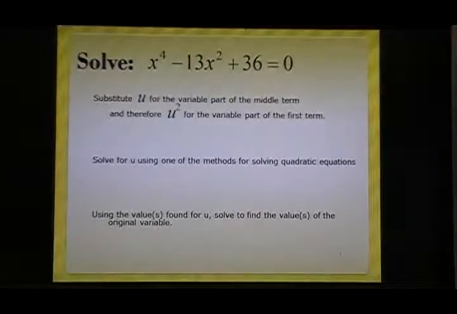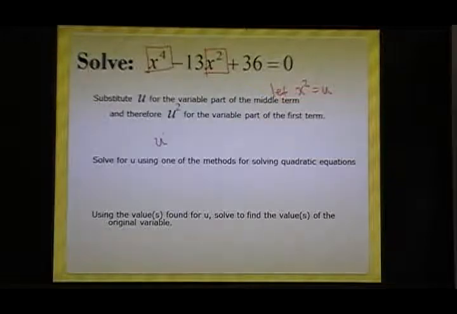x to the fourth minus 13x squared plus 36 equals 0. So again, if we square this, we will get this. Therefore, a u-substitution is something we can use. So I am going to let my x squared be u. And if x squared is u, then x to the fourth can be u squared. And we can go from there.